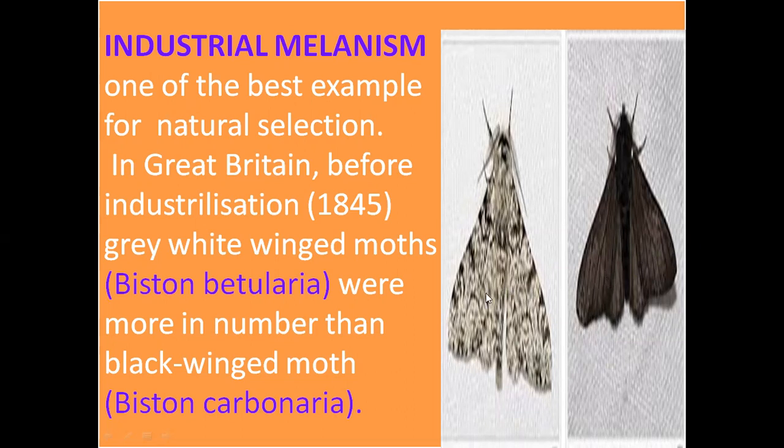This gray moth is named Biston betularia, while the scientific name of the black moth is Biston carbonaria. In 1845, these gray moths were dominant, meaning they were more in number compared to the black ones. Why? The reason is that during this time, pollution was very low. There was no pollution, so the moths present on trees were not identified by their predators.